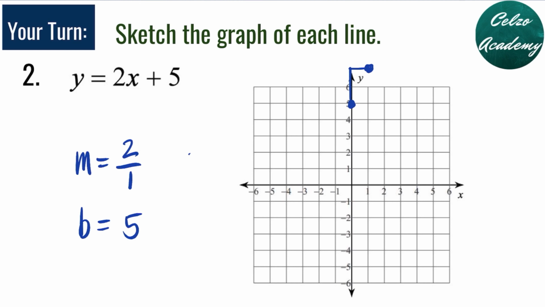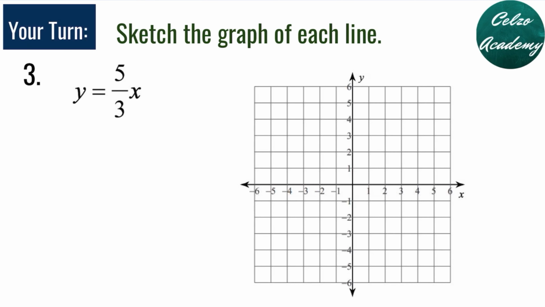2 over 1 is also the same thing as negative 2 over negative 1 because negative divided by negative is positive. So you can also graph this using 2 down and then 1 left. Now let's connect the 3 points to draw the line. So this is the graph of y is equal to 2x plus 5.